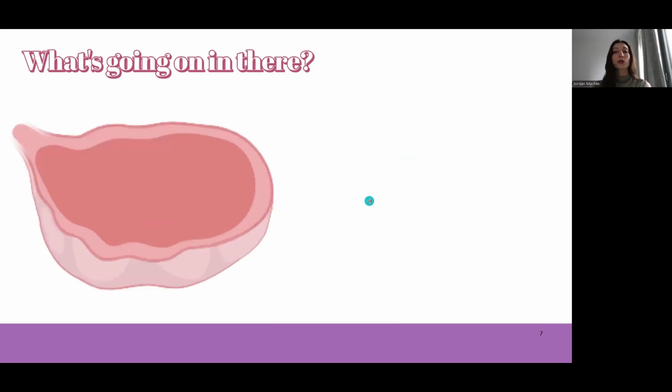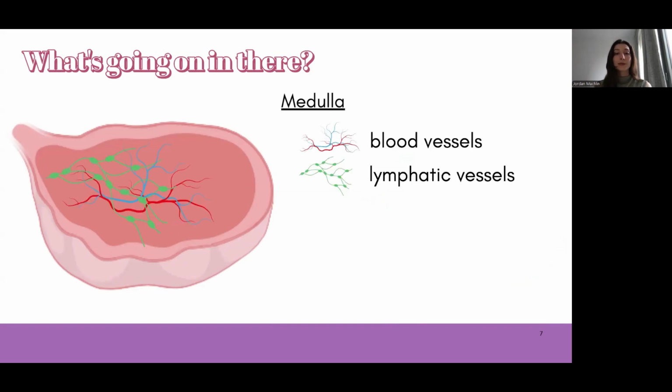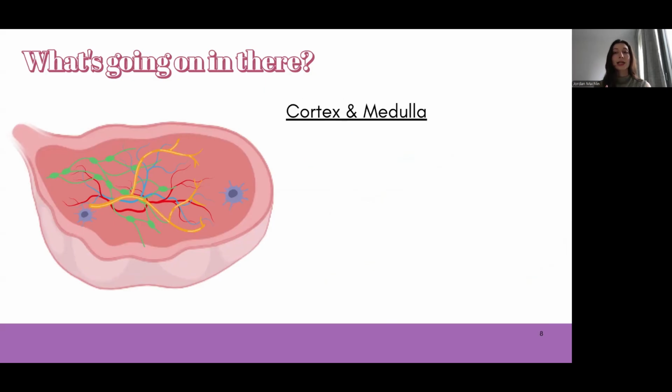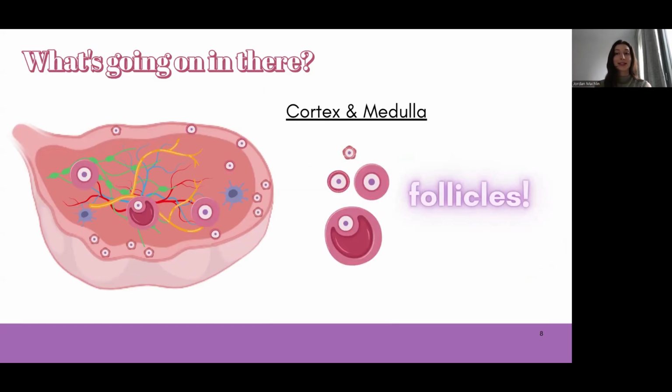So now that we know about the cortex and the medulla, what's going on in there? Well, the medulla contains blood vessels, lymphatic vessels, nerve fibers, and immune cells. And of course, the cortex and the medulla both contain follicles. The cortex houses smaller, more immature follicles, whereas in the medulla you can find larger growing follicles.